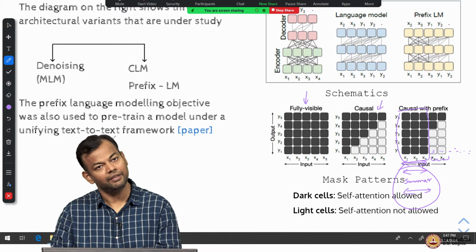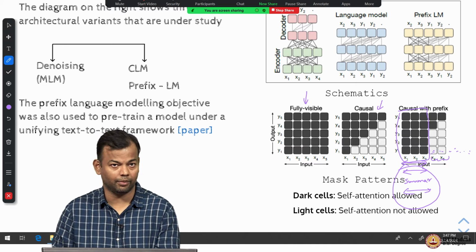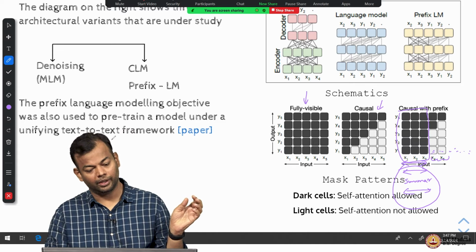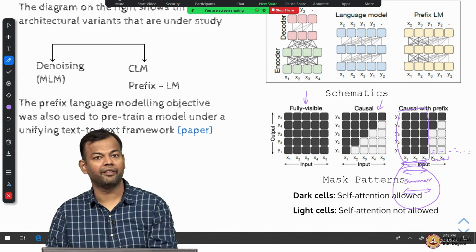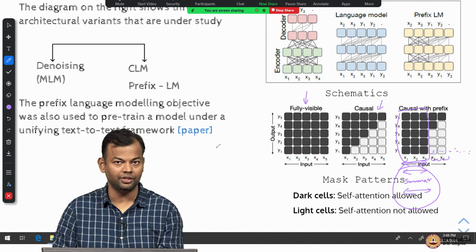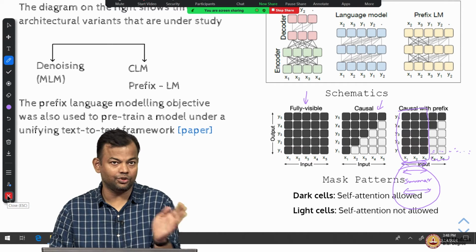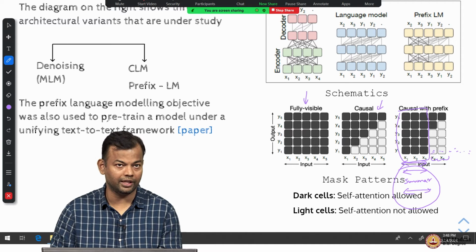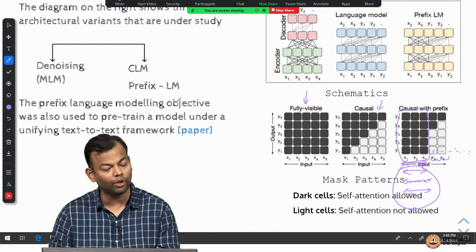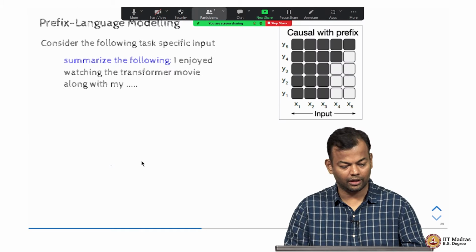And even during pre-training, they used the prefix language modeling objective. They use a part of the sentence as the prefix, and then you start generating everything after that in a causal manner. So this is just to compare the different objectives that you have. We are largely going to stick to the denoising language modeling objective, but know that we also have the prefix language modeling objective.